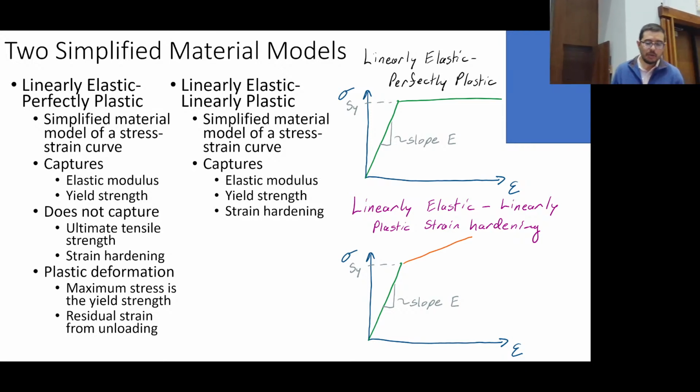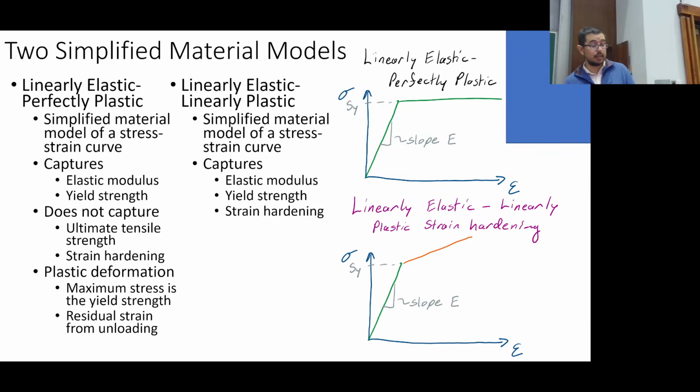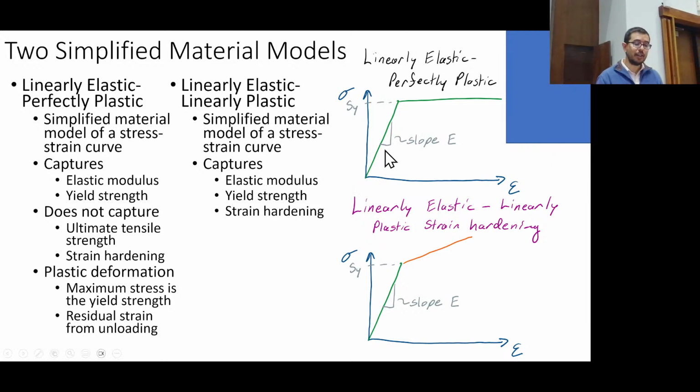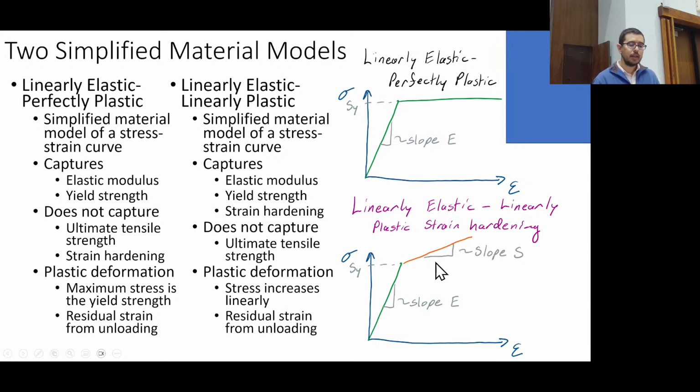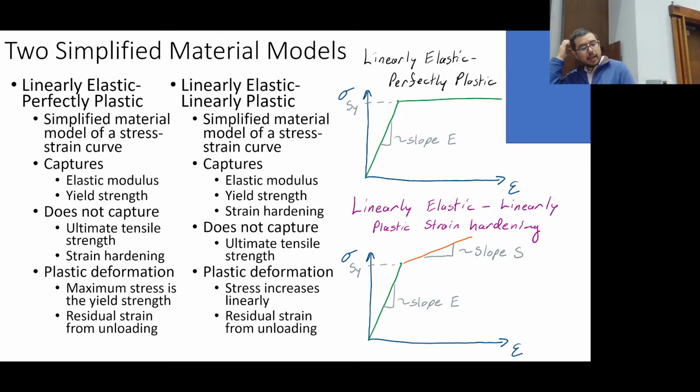The linear elastic, linearly plastic model is another simplification for data you might get from a stress strain analysis, or from a material tensile test. It does capture elastic modulus, just like the linear elastic perfectly plastic model does. It does capture the yield strength, just like the perfectly plastic model did too. And it does capture strain hardening, right? Because if I go further up, then I'm going to get a higher stress.